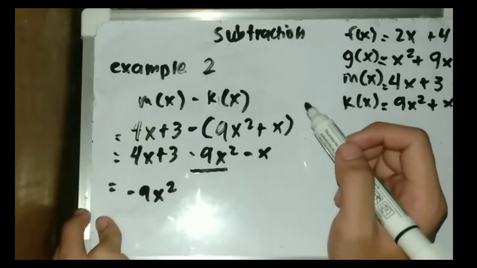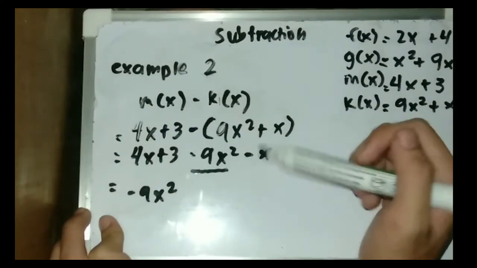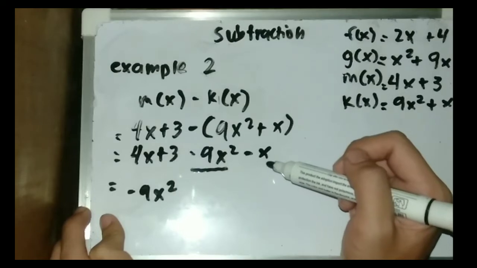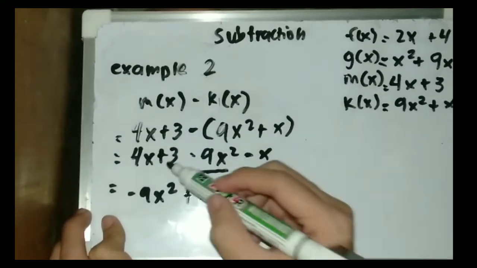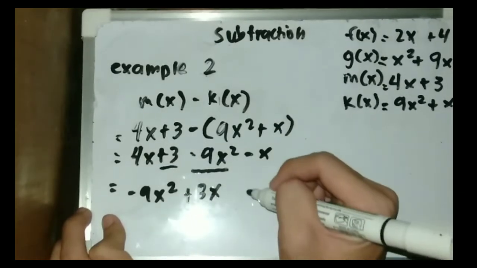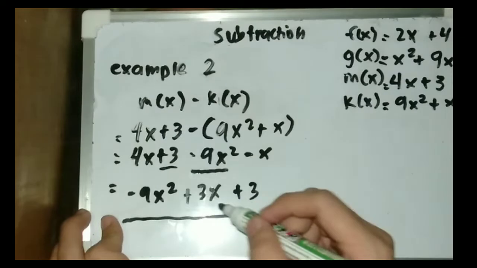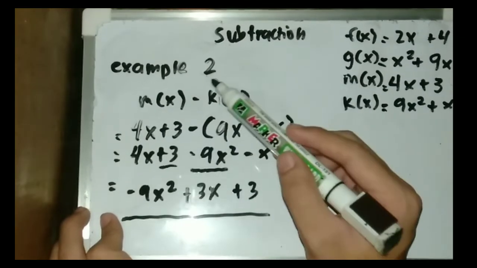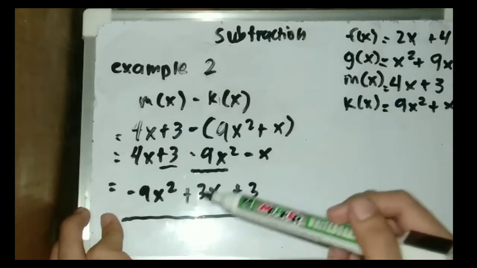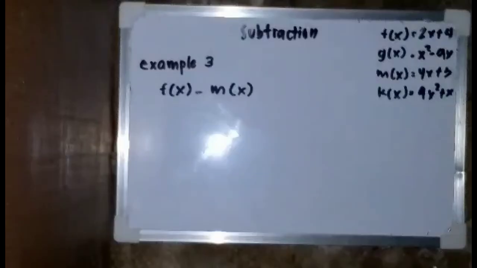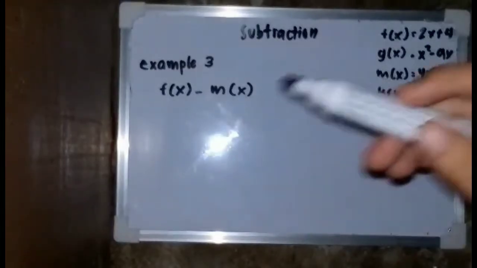So, hanapin po natin yung may isang like term, which is 4x and negative x. 4x plus negative x is equals to positive 3x. So, since wala nang ka-like term yung 3, i-bring down na lang din natin. So, ang final answer po natin is negative 9x squared plus 3x plus 3. So, for example number 2, m of x minus k of x is equals to negative 9x squared plus 3x plus 3.